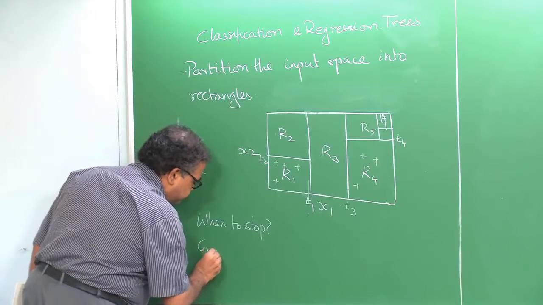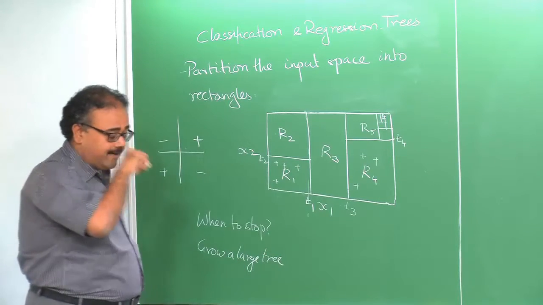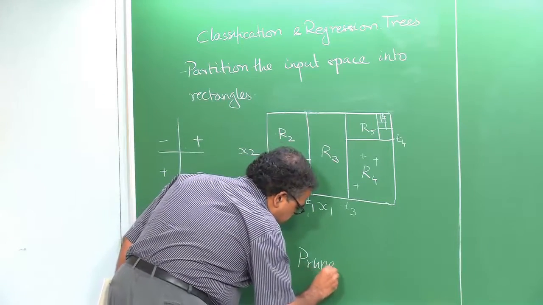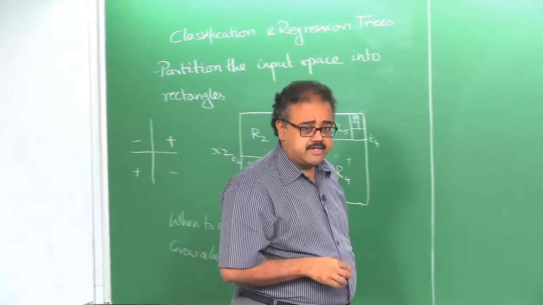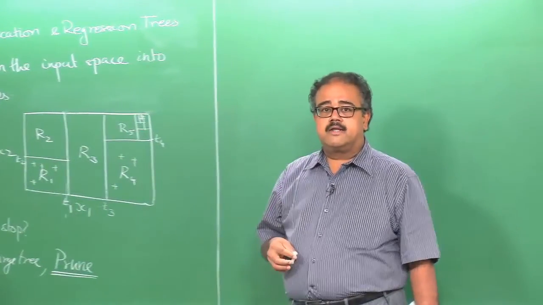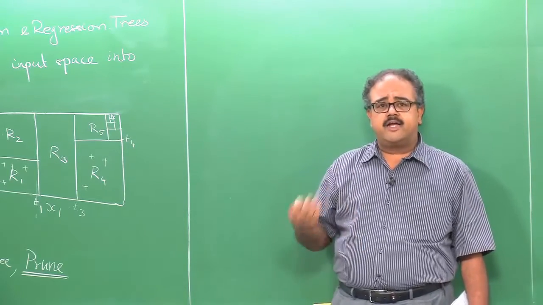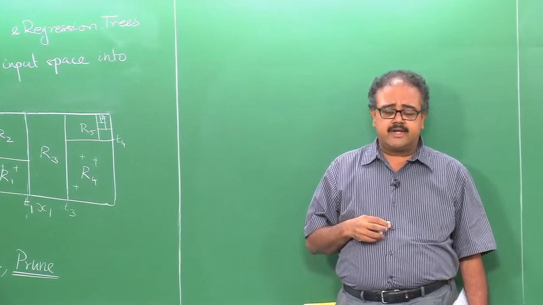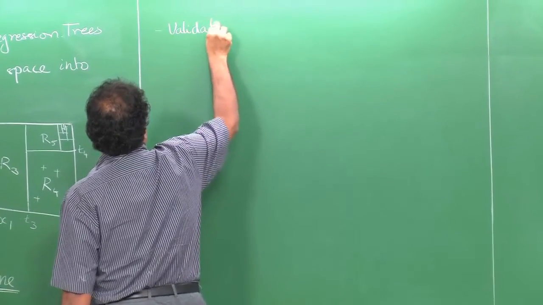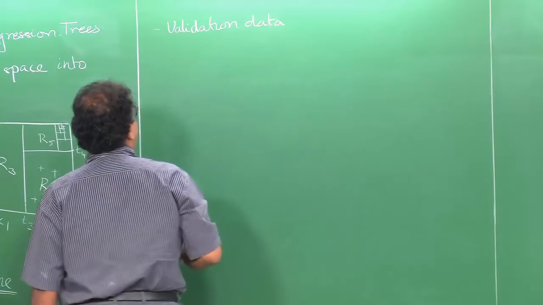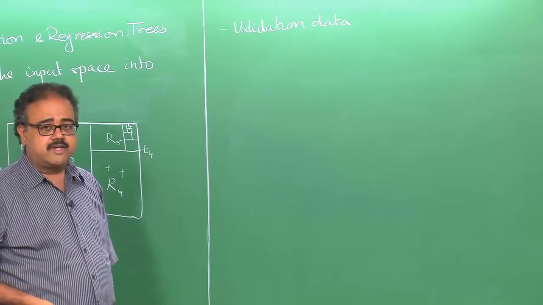So, you grow a large tree, where there are very few points per region, and then you prune the tree. You basically start trying to collapse the internal nodes in the tree such that you come up with a better tree. We have looked at how you need a validation set. So, you have training data and you have validation data. One way of looking at pruning is to look at the performance of the tree on the validation data, and then start collapsing some of the internal nodes of the tree.